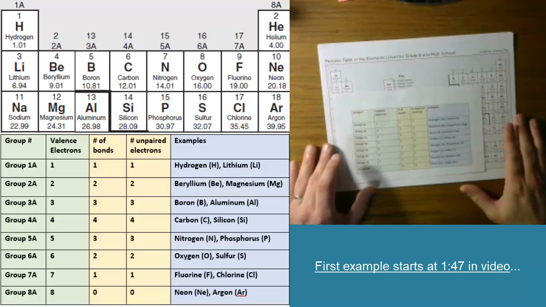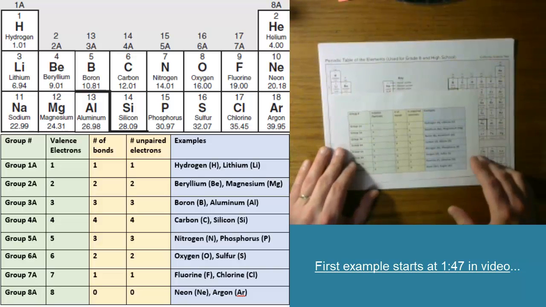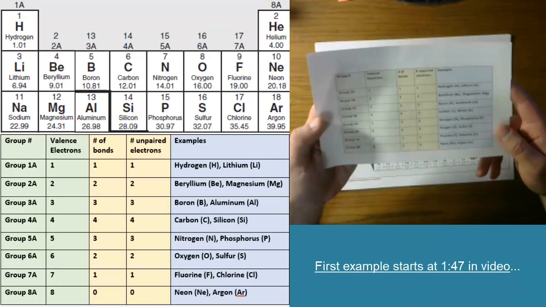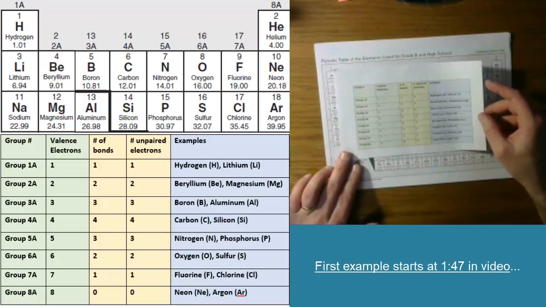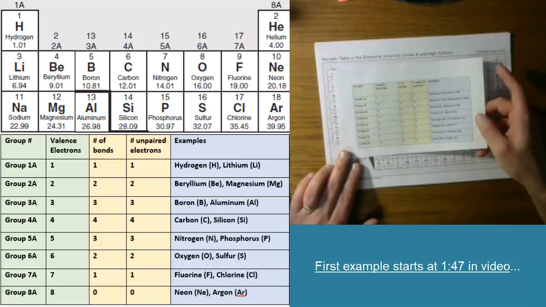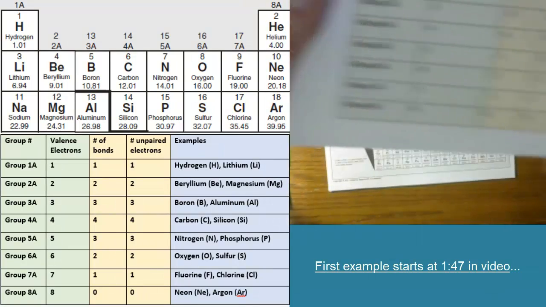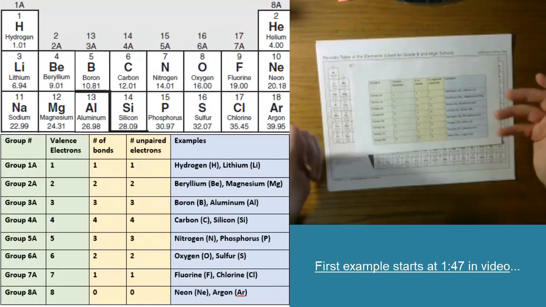So anyways, a couple of resources that you have available to you before you get started with your assignment for today. First, I made this little guide for you to use. It shows the group number, valence electrons, number of bonds, and unpaired electrons. And it shows you in color coding how the pattern works for that. So you got yellow, you got green, and you got blue there for examples. So use that please when you're going through this.